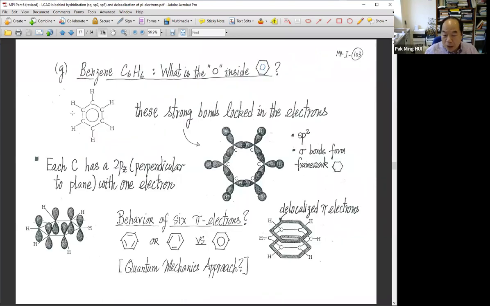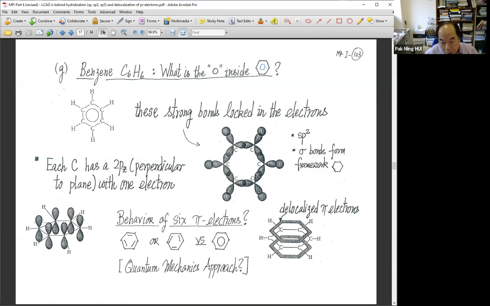The benzene structure is as follows. We have a planar, very strong framework. You see all this 120 degree structure. Therefore, we need not explain the planar structure anymore. It is better seen in this picture.